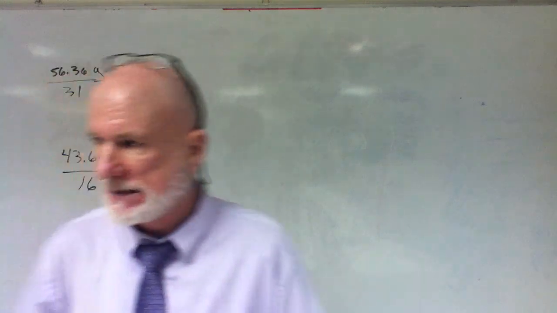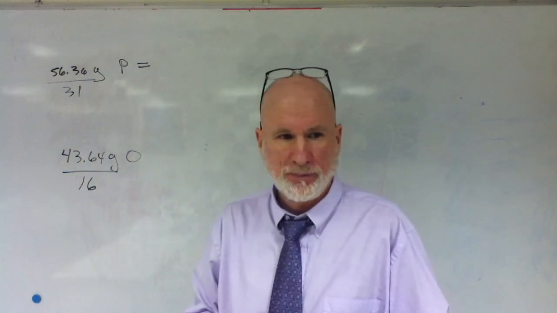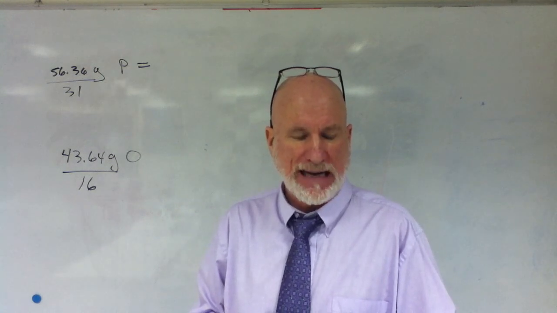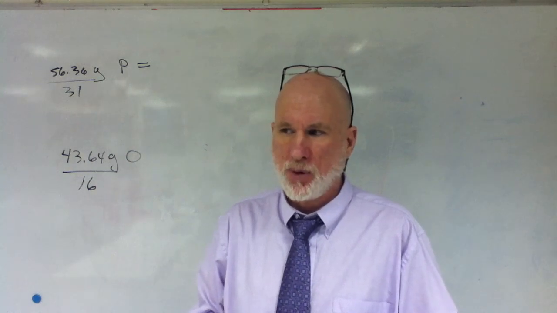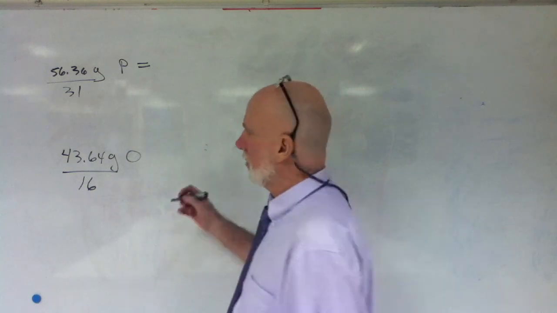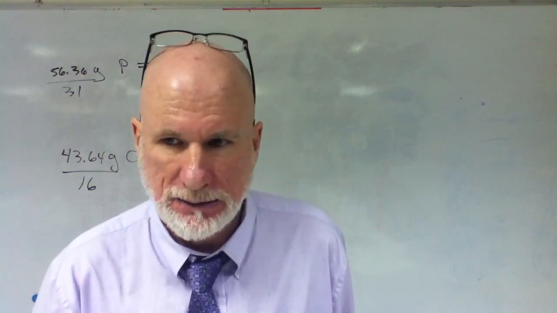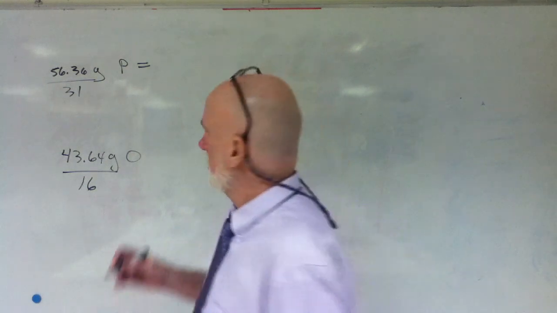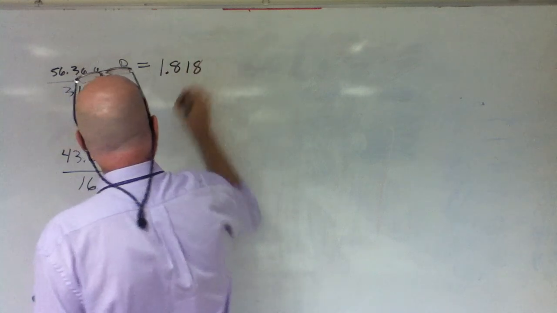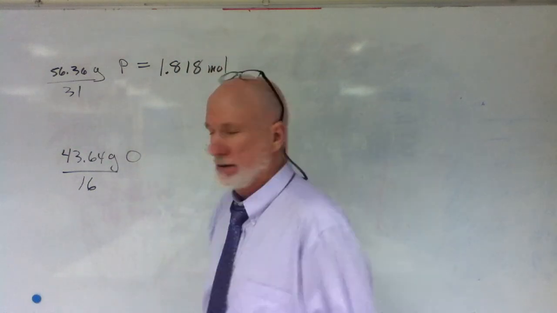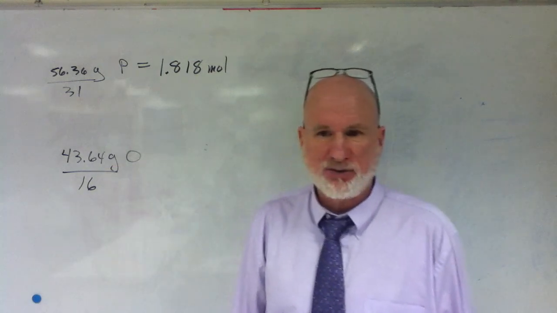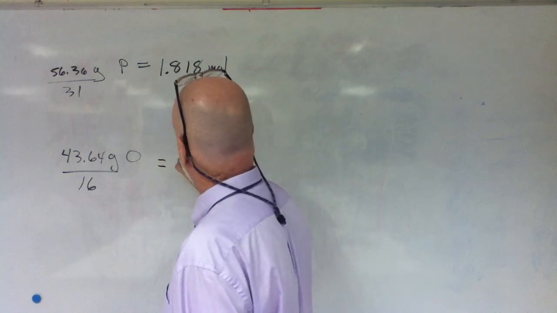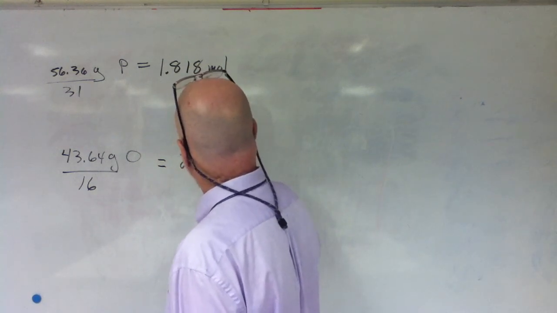What is 56.36 divided by 31? 1.82. All right, do we have a verification on that? Is that right? Okay, now I want 3 decimal places. 1.818 moles. Excellent. And what is 43.64 divided by 16? It's 2.728.